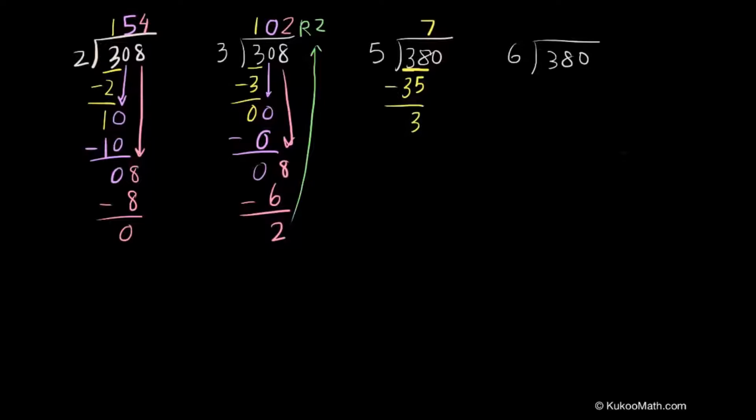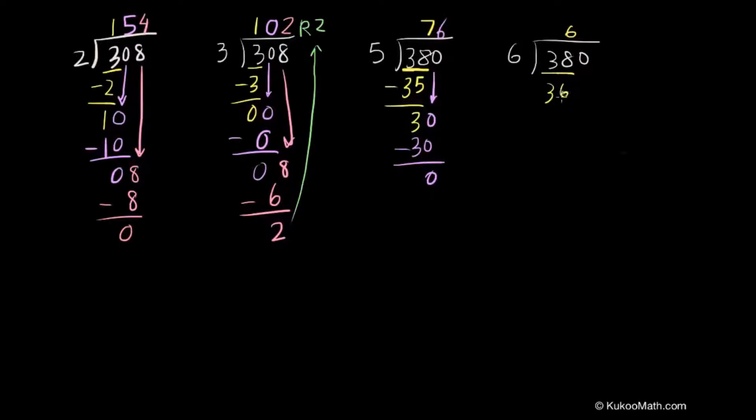Now we have one more digit to bring down, so we're going to bring down the 0. 30 divided by 5 is perfectly equal to 6. And then we multiply and subtract and we get 0. There's no remainder. It works out perfectly that our answer is 76. Now let's try 380 divided by 6. It seems like we can't just use the first digit, so we're going to extend our view to look at 38.